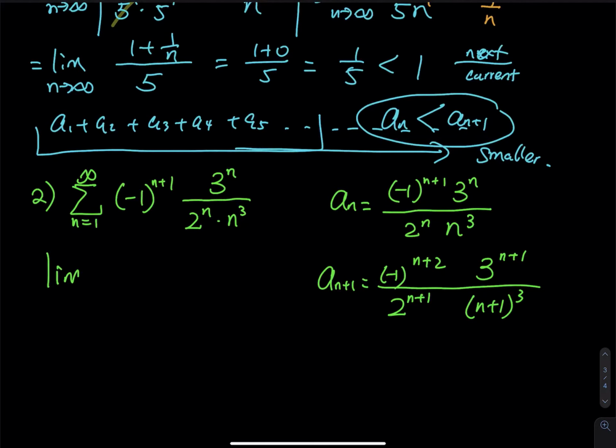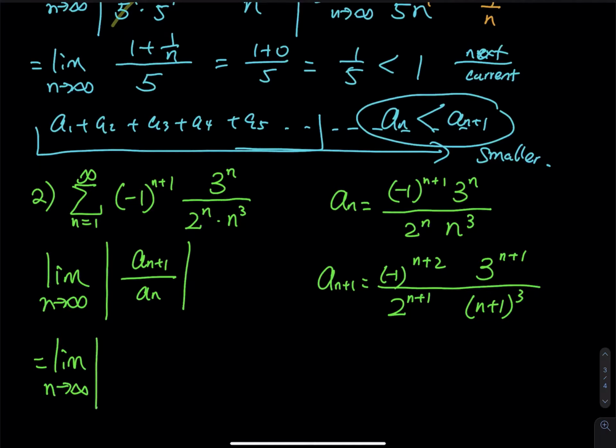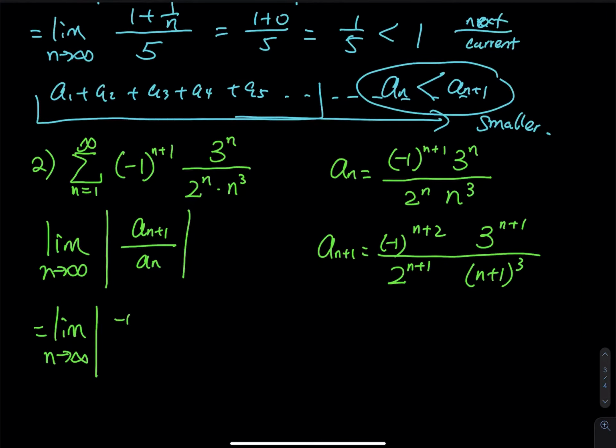We have the limit as n approaches infinity of the absolute value of the next term divided by the current term. So we have the top multiplied by the reciprocal of the bottom. So a_(n+1), this one you can start breaking down the power. So negative 1 to the n, and then negative 1 squared. So you just break down the power, right? n plus 2. And then the denominator, 2 raised to the n, 2 to the first, 3 to the n, 3 to the first. And then the (n+1) raised to the third, you don't need to expand that.